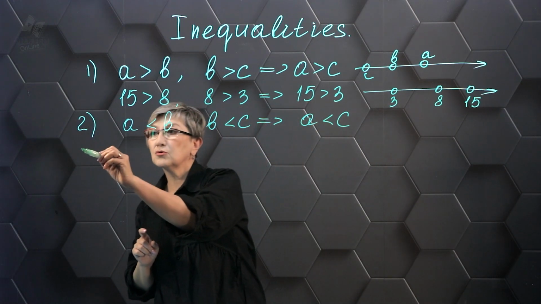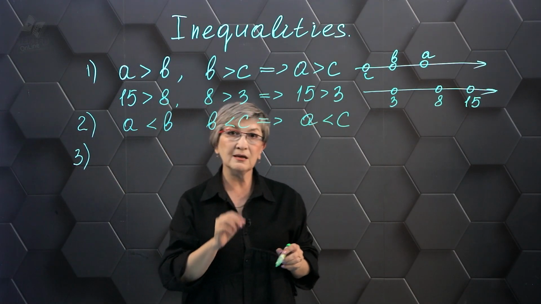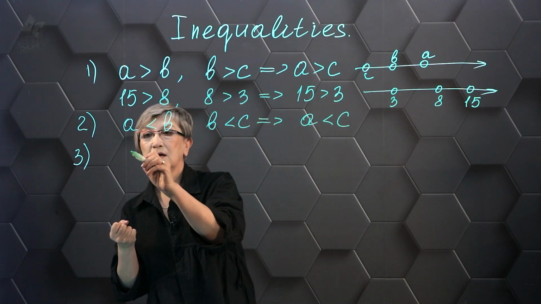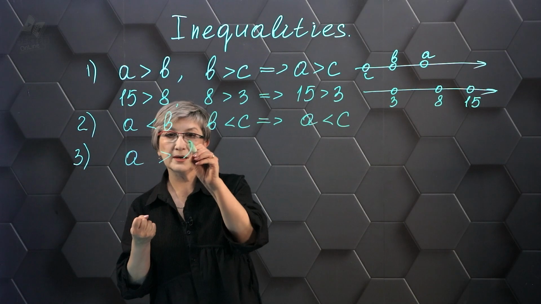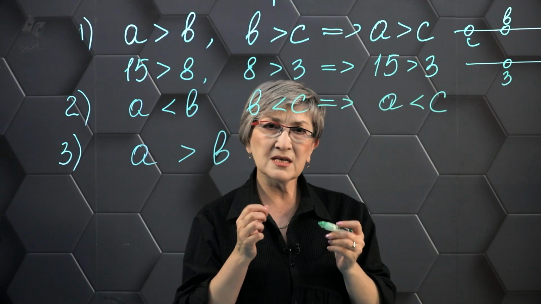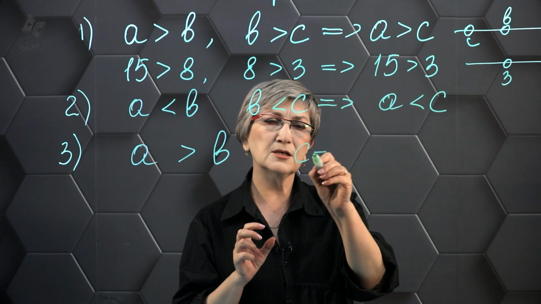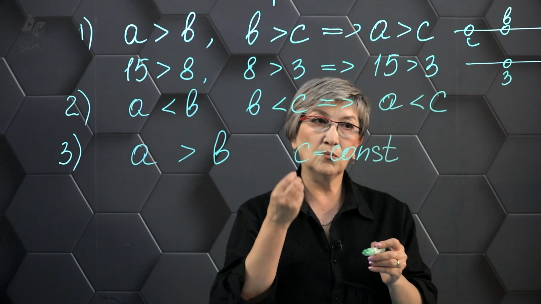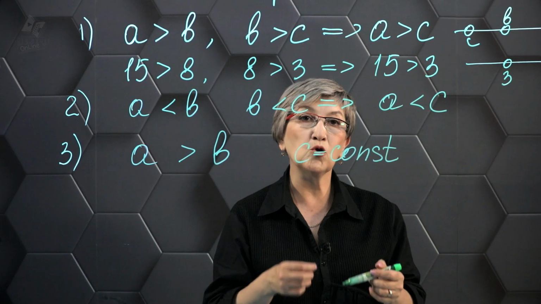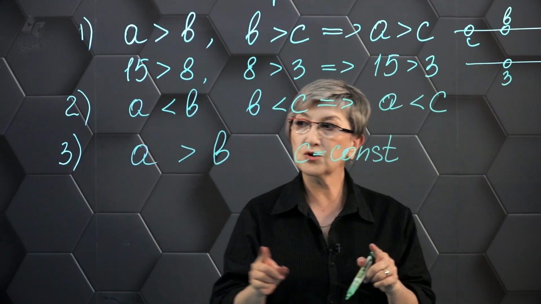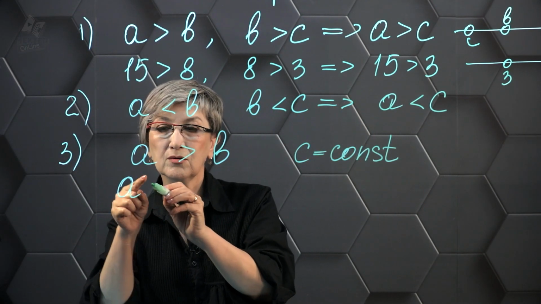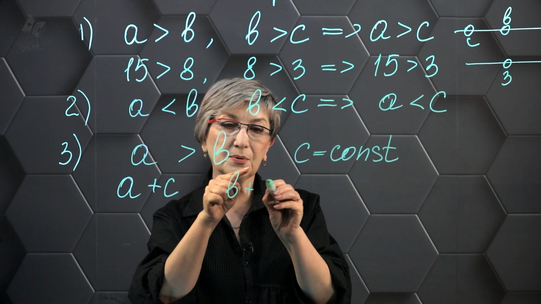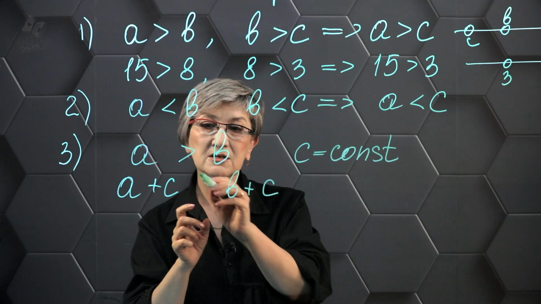The next rule we're going to apply when solving inequalities. If I have an inequality written down, A is greater than B. If I have some number C, that number is a constant, whatever it is, greater than 0 or less than 0, any number. If I add that number to the left-hand side, and I add the same number to the right side, the sign of the inequality doesn't change.